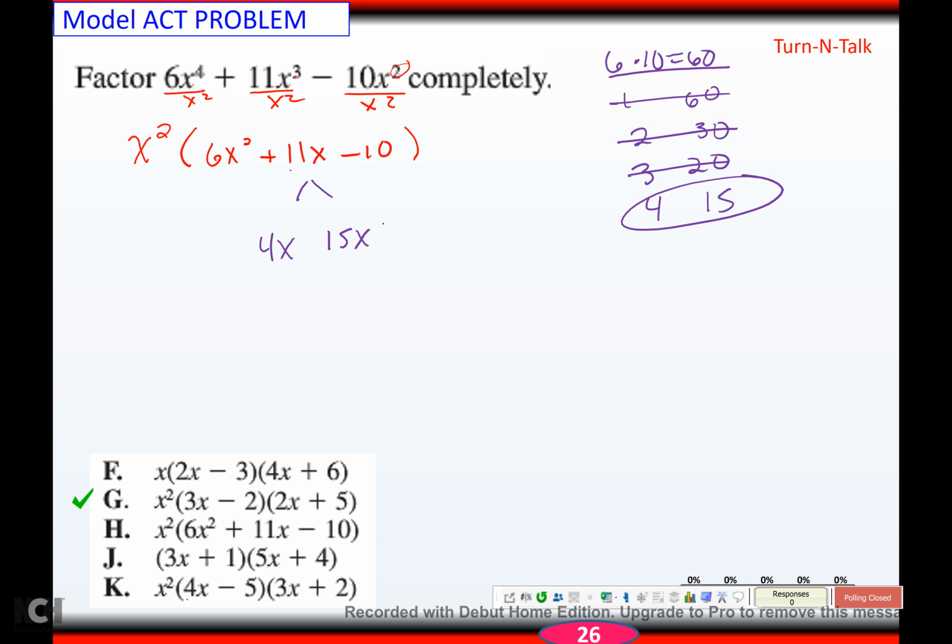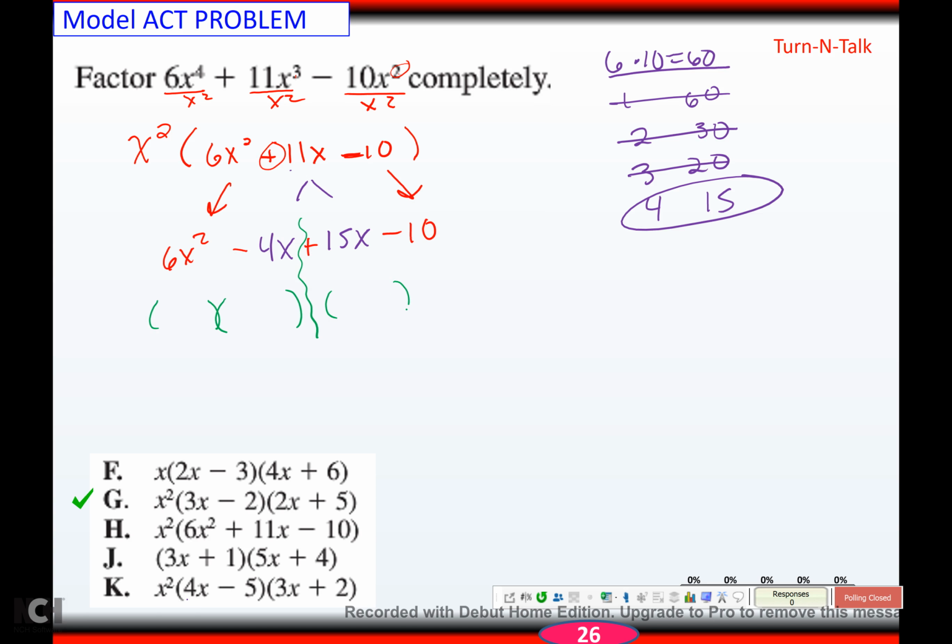I've got to figure out my signs. Well, C says they have to be opposite because C is negative. So only the bully gets the middle. So 15 is plus and 4 is minus. And I'm going to bring the ends down. So I have 6x squared on the front minus 10 on the back. Now I can do 2 by 2.